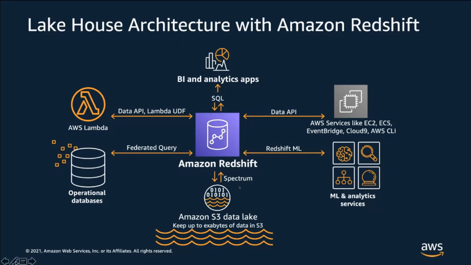Redshift has a feature called Spectrum, which allows you to query data on Amazon S3 without moving or transforming data. With Redshift Spectrum, you can run SQL queries on your files in S3 that may be in different file formats like CSV, JSON, Parquet, Avro, ORC, and so on.